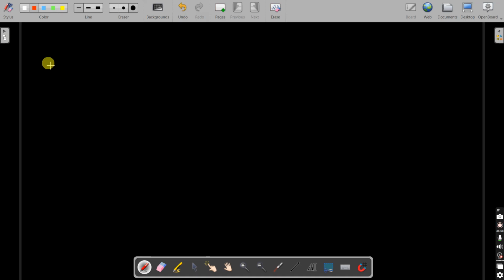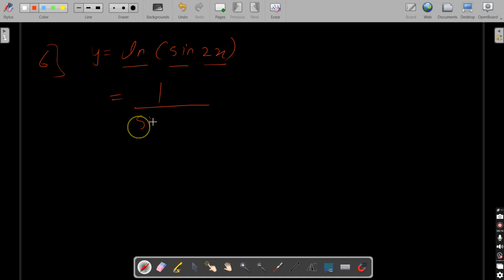One more question, the sixth question. y is equal to ln sin 2x. So first we have to differentiate this, then this, then this. So this becomes 1 upon sin of 2x multiplied by cos of 2x multiplied by 2. This is our answer. We got the answer because there are three terms. If there are three terms, we will have to differentiate two times. We just saved ourselves from long steps.